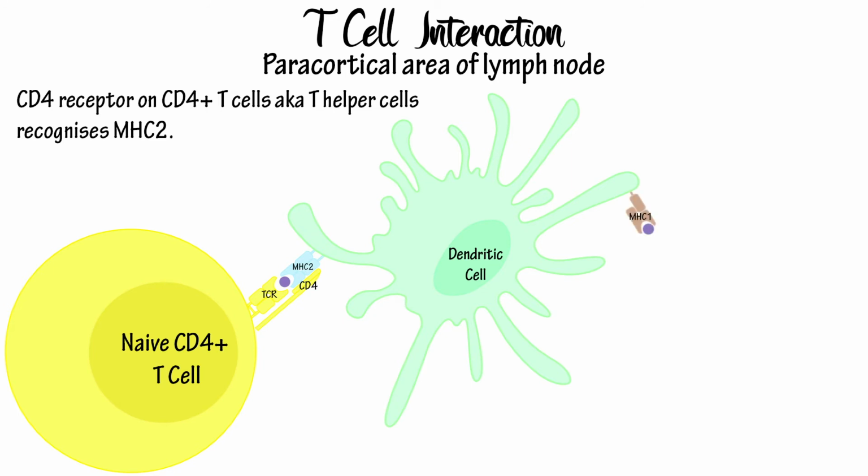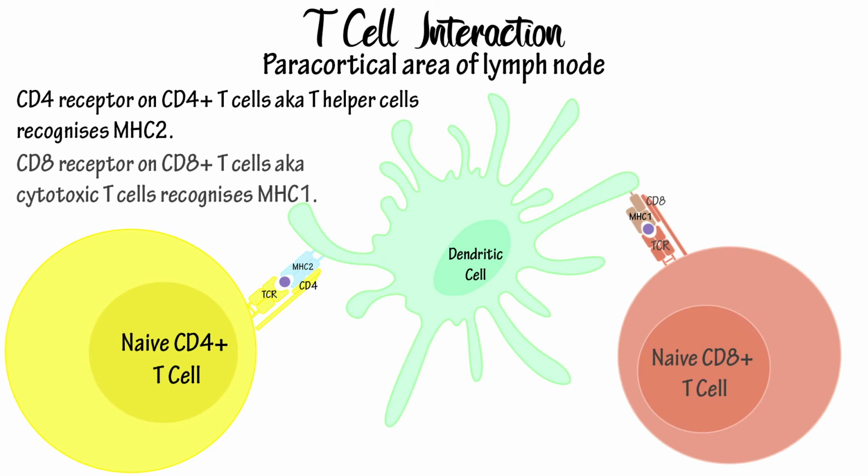MHC1 is only recognized by T cells which express the CD8 receptor, hence these cells are called naive CD8 positive T cells, or cytotoxic T cells. Just remember the number 8. This is why dendritic cells being able to cross-present antigen is special. They can activate both naive CD8 positive and CD4 positive T cells.